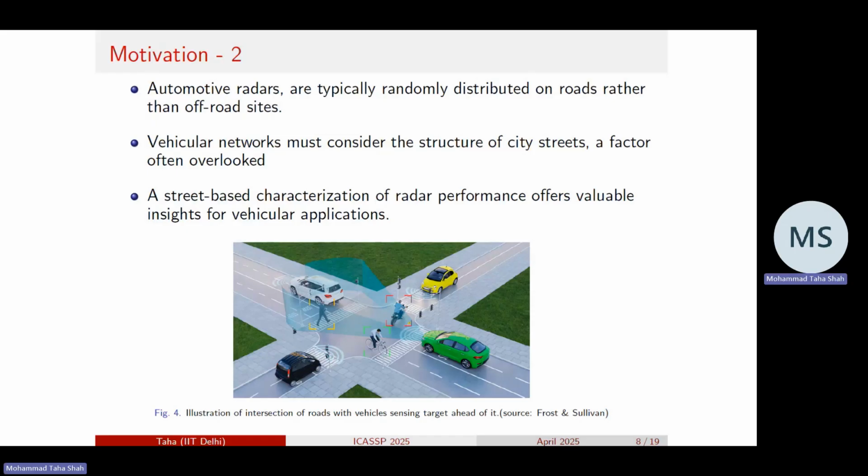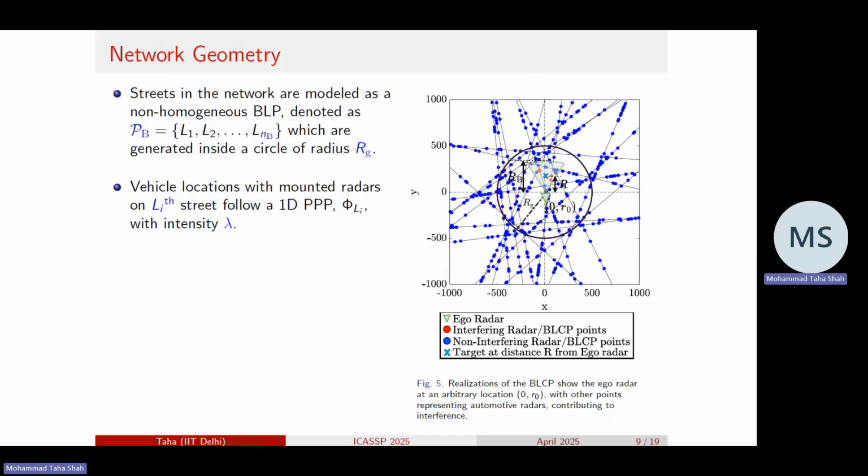So far, we have discussed the concepts of line process and understood the binomial line process as a powerful tool to model real-world street systems. Moving forward, we will now delve into the practical implication of these models by first looking at the network of automotive radar networks.